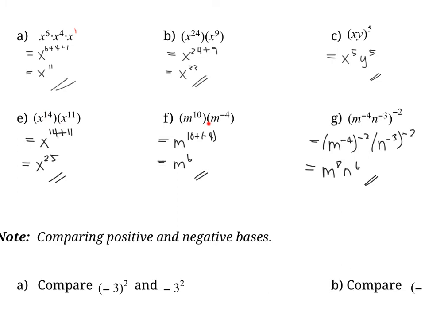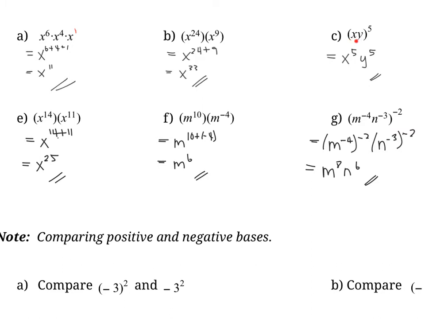Here we have the exact same question, we're just dealing with the negative exponent. However, you're still going to do the exact same thing. We're just going to add those exponents together, so 10 plus negative 4, that's like 10 minus 4. That's just going to be m to the power of 6. The next one's a little bit tricky, so make sure you've got this one correct.